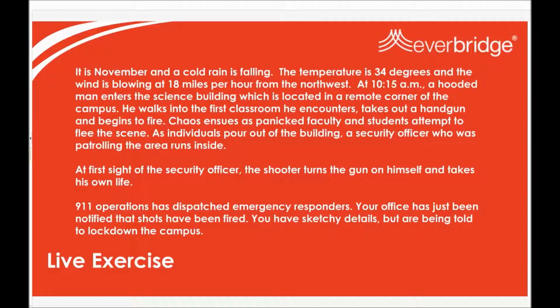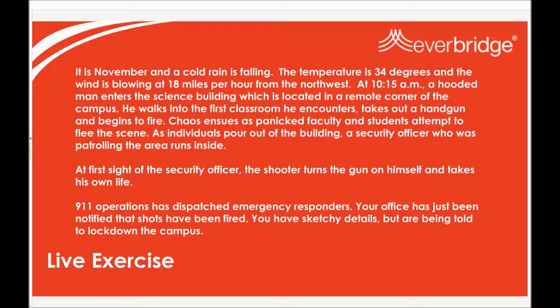911 operations has dispatched emergency responders, and I put operations there because once shots are fired in a situation like this, many people are going to call 911. Your office, because you're not in the science building, assuming that I'm talking with key leaders, your office has just been notified that shots have been fired on the campus. Maybe they even know that it's in the science building.